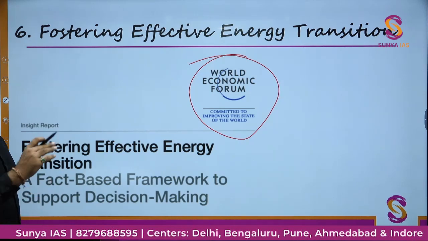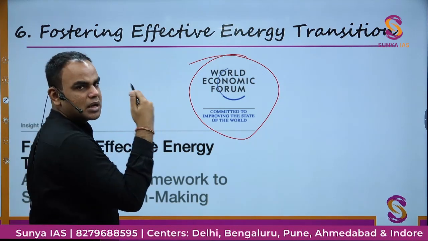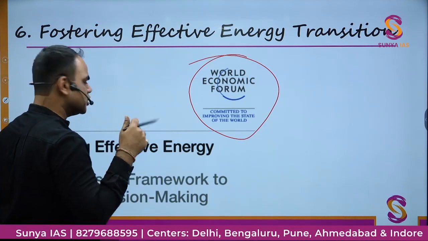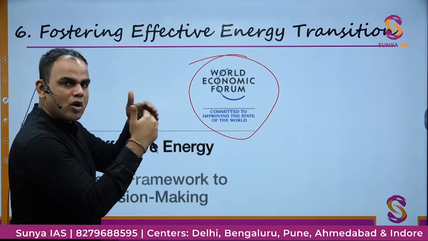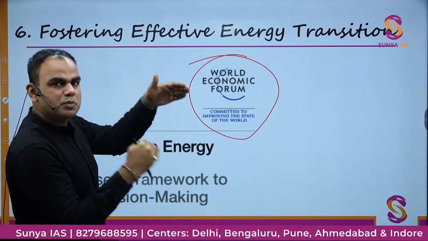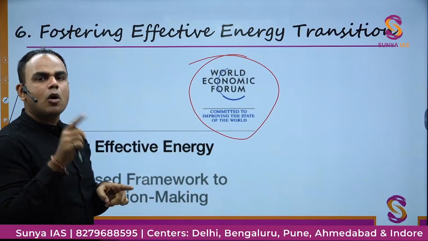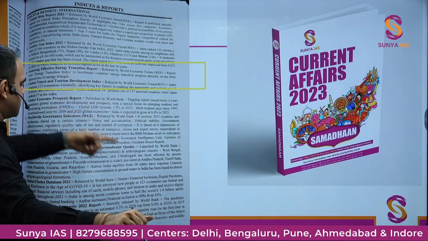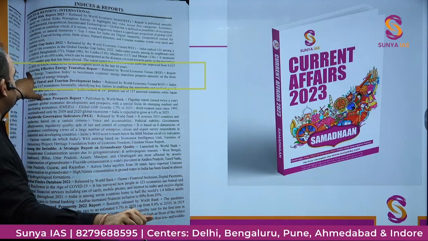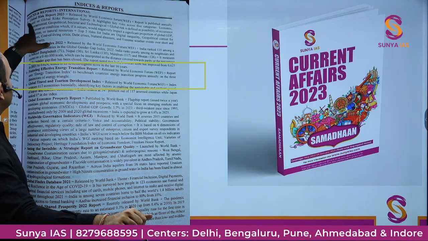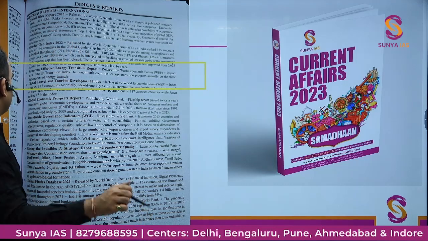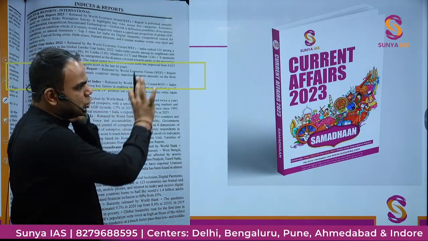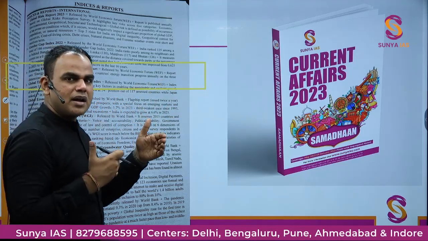Here, how the energy transition between the countries is happening is covered by the World Economic Forum. Additionally, one more thing you can do for the World Economic Forum: the environment related reports and other reports, please write them on one page. For example, if you see this page number 162 only, you can find Fostering Effective Energy Transition, you can find the Global Risk Report. You'll also see the Seeing the Invisible report, right? So you can make good use of this compilation in your Samadhan as well, right?